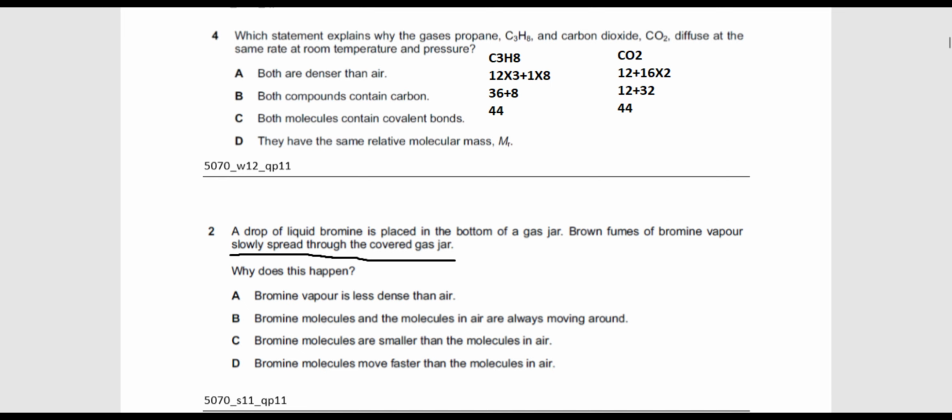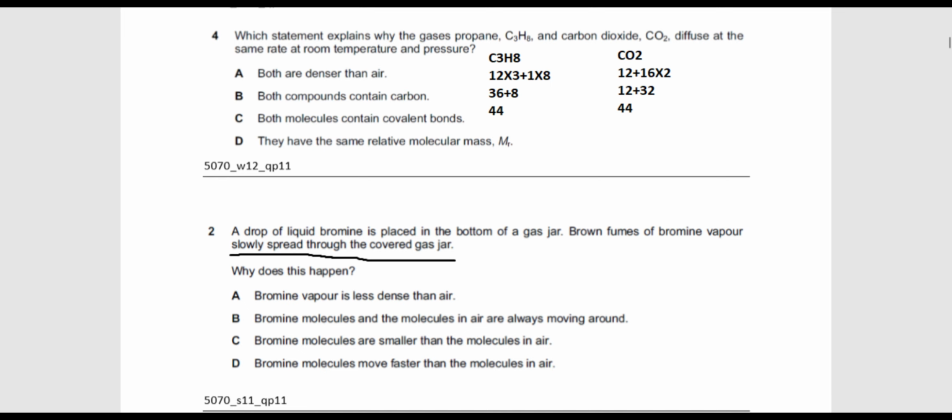The Alpha option says that bromine vapor is less dense than air. No, we don't know the density of air right here in the question, and neither of bromine, so we can't say anything. Bravo says the molecules in air are always moving around. Charlie says bromine molecules are smaller than the molecules in the air, and the Delta option says bromine molecules move faster than the molecules in the air.